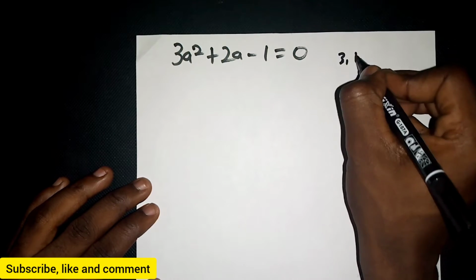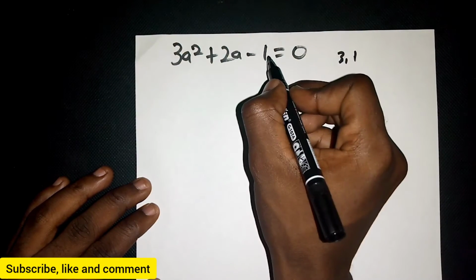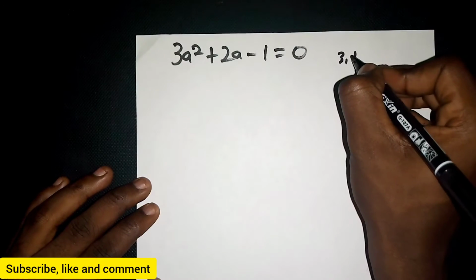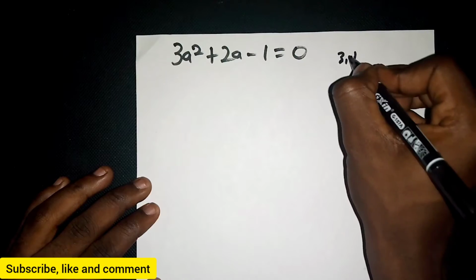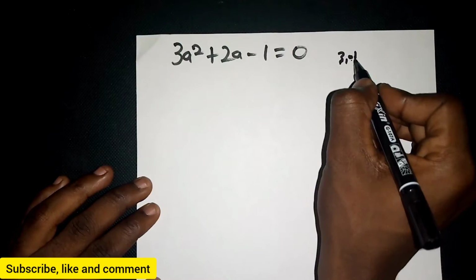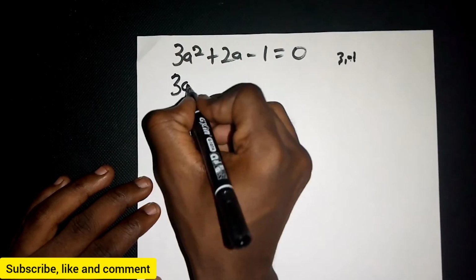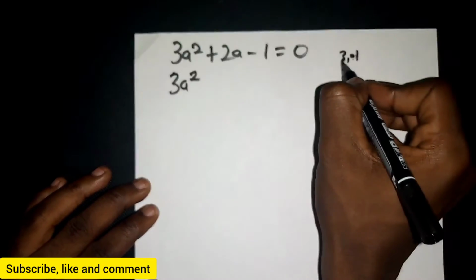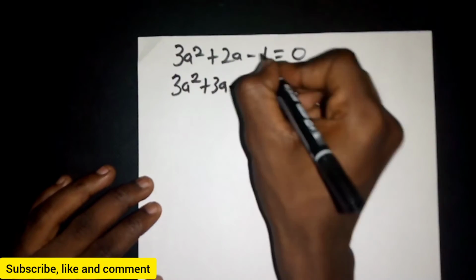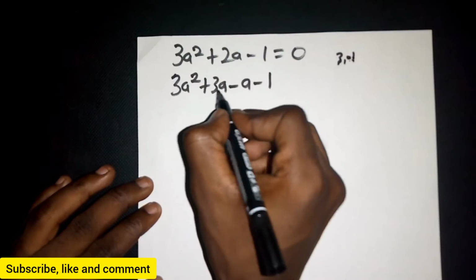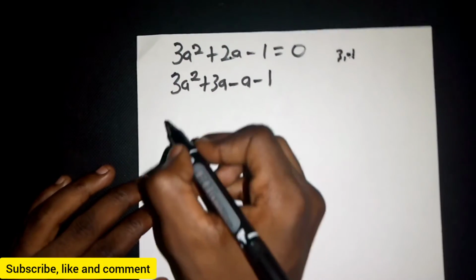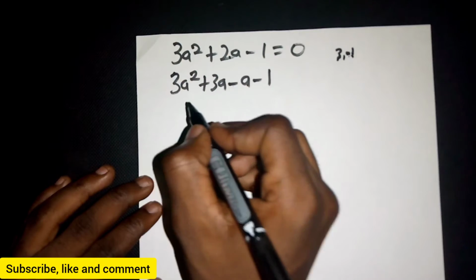When we multiply 3 and 1, we get 3. We want to get negative 3, so we set the negative here because 3 minus 1 is positive 2. So we have 3 and negative 1. So we have 3a squared, then plus 3a, then minus a, then minus 1. So 3a minus a is just 2a. Now what we are going to do here is factorize.